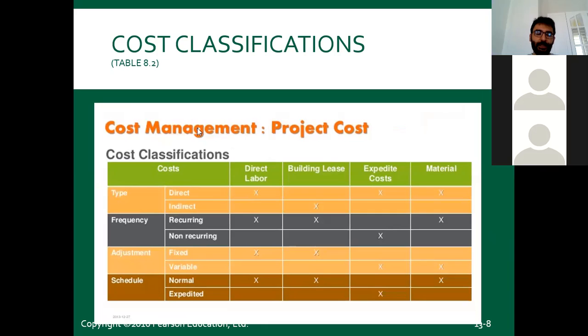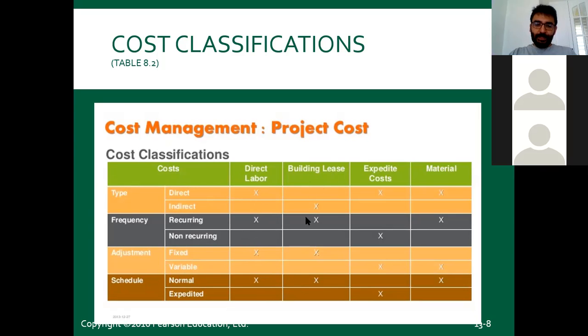So here you can see how we classify our costs. Each cost actually has a type of cost, right? For example, direct labor. It's a direct cost, recurring cost. Every month we pay for it. It's a fixed cost because it does not change with the amount of production, right? And it's a normal cost, for example.